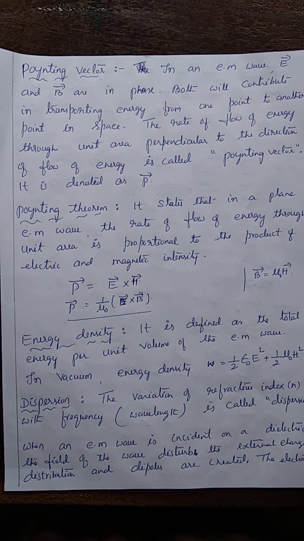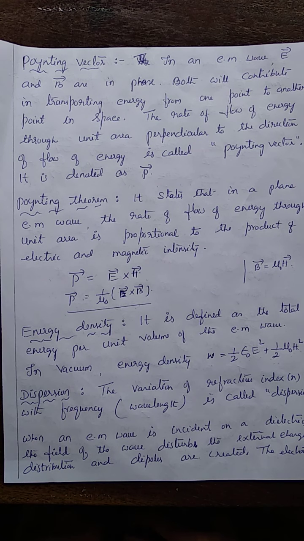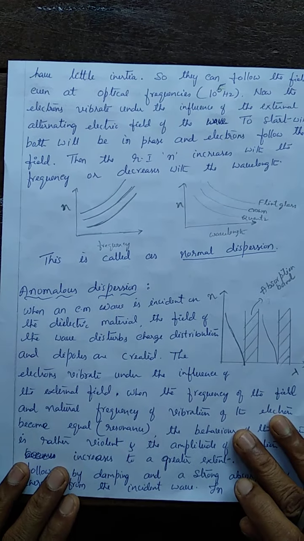Now, consider a dielectric medium. Suppose an electromagnetic wave is incident on the dielectric medium. The electromagnetic wave may be microwave, or infrared, or visible, or ultraviolet. When an electromagnetic wave is incident, then the electric field of that electromagnetic wave disturbs the charge distribution of that dielectric, so that dipoles are created there. In the medium, dipoles are created, and when dipoles are created, you know what are dipoles?